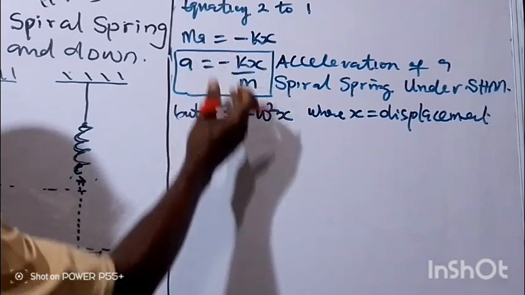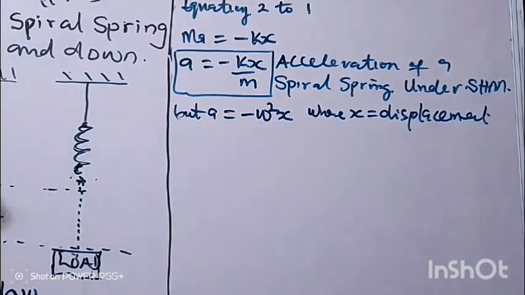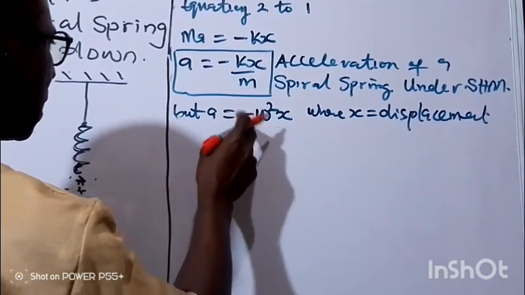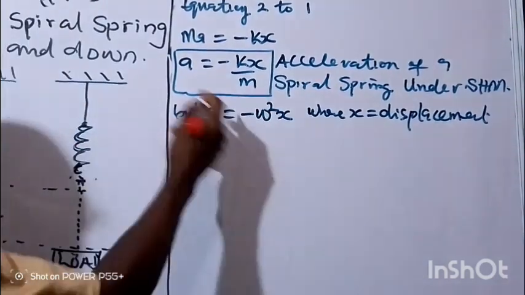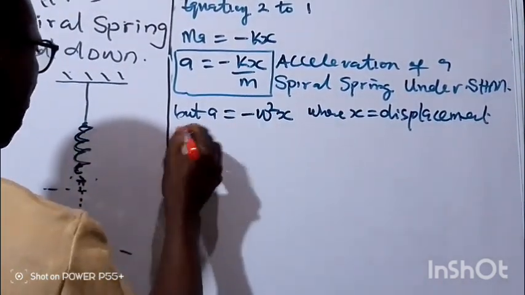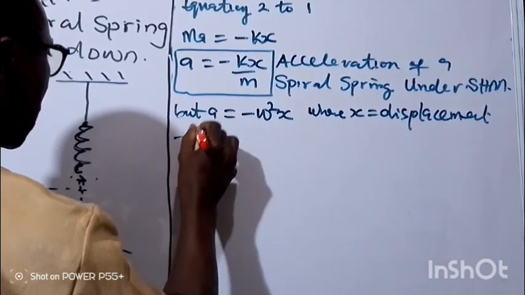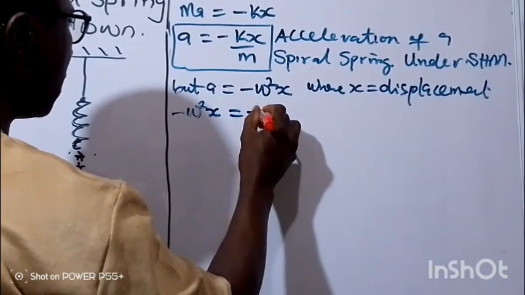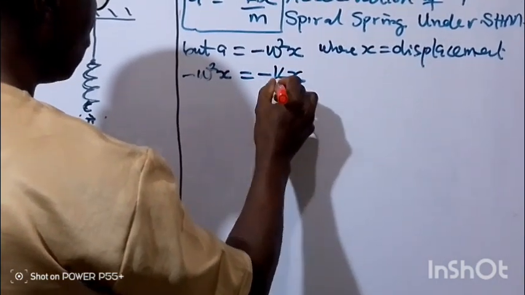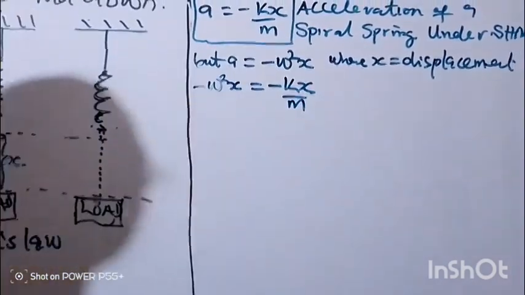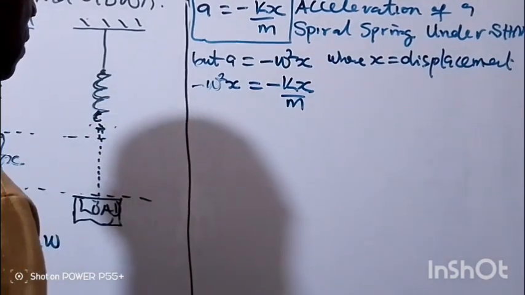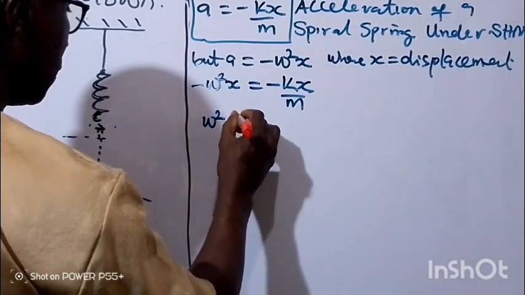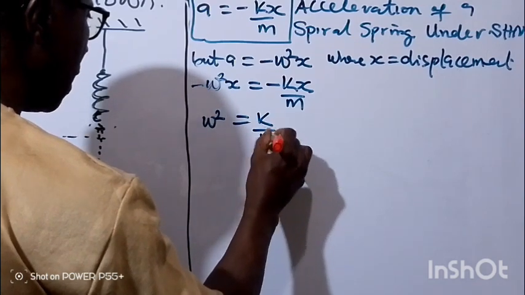That is why it always takes a minus sign. So since a is equal to this one, and from the general formula a is equal to this one, let's equate the two together. So we are going to have minus omega square s will be equal to minus Ks over M. So minus will cancel minus and s will cancel s. So we are going to have omega square will be equal to k over m.